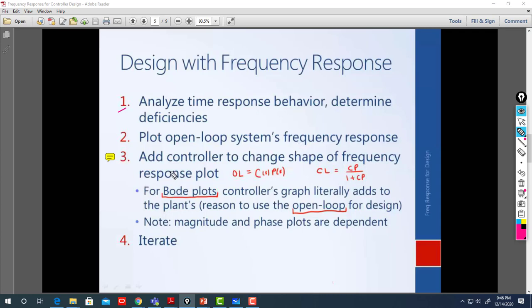Then third step, you add a controller to change the shape of the frequency response plot. Which plot? The open loop, to change the open loop frequency response. Okay, you add a controller because, as we understand from everything we said until now, we work on open loop. So then we add a controller to reshape the frequency response plot. And then we iterate to achieve our performance.